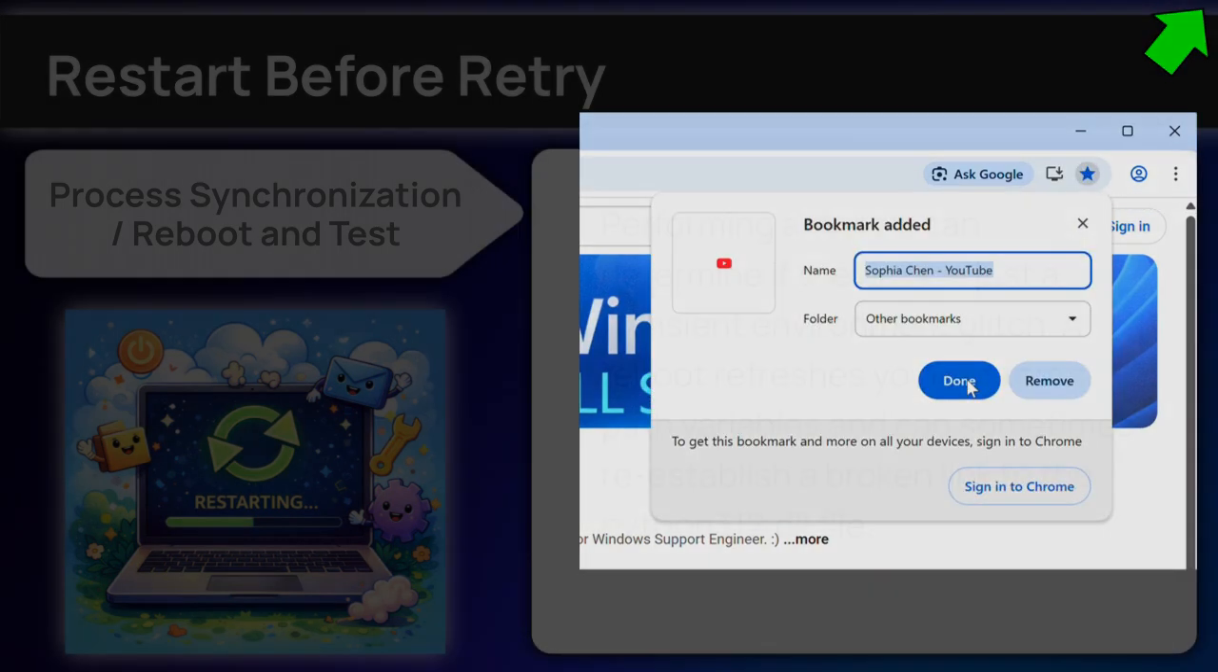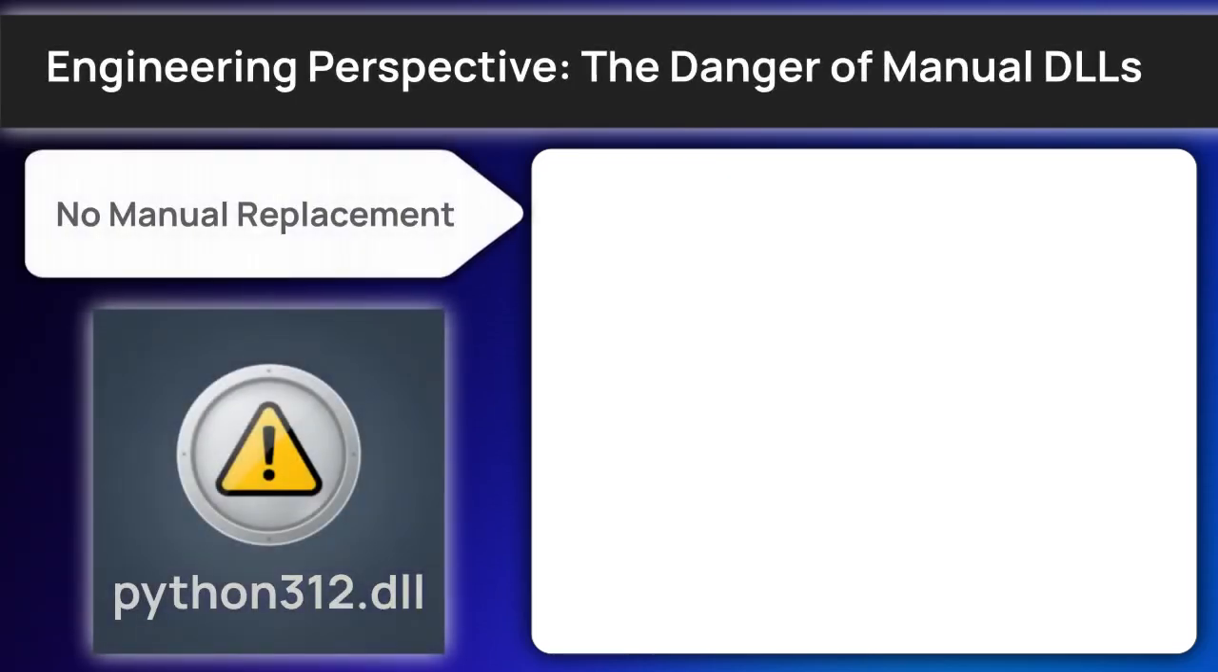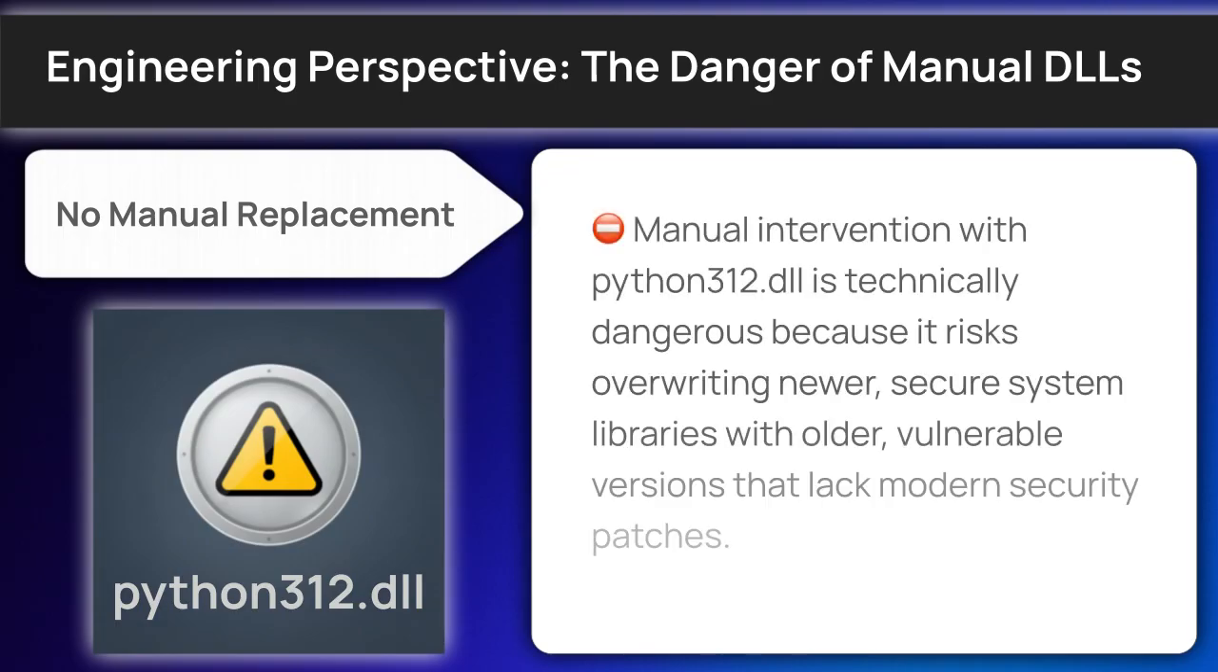To ensure long-term stability, we should review the safety risks associated with unverified file sources. Be aware that manual interventions for the Python 3.12 DLL often create secondary conflicts. Using an incorrect file version can cause cascading application crashes, making your workstation significantly less stable than before.